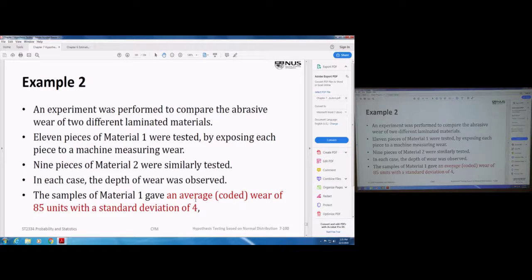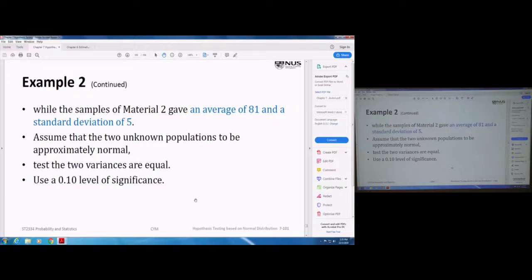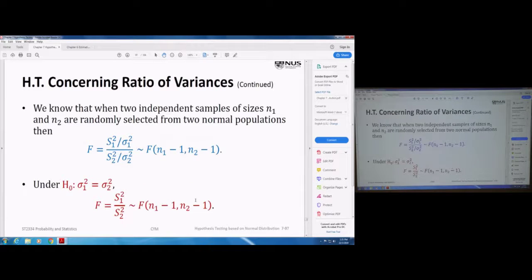The samples of material 1 gave an average of 85 units with standard deviation 4, and the other one was 81 with standard deviation 5. We need these values to compute our test statistic. We're going to assume the two samples are independent of each other and IID Gaussians with unknown population variances. We're going to test the null that the variances are equal at a 10% level of significance. This example is just a restatement of having to use this statistic, capital F.